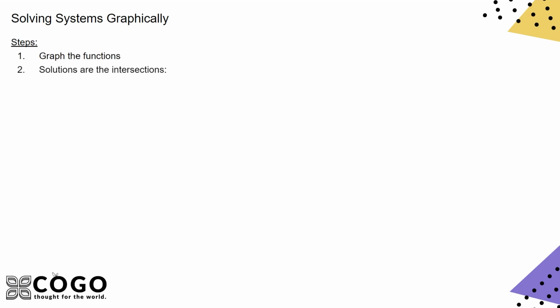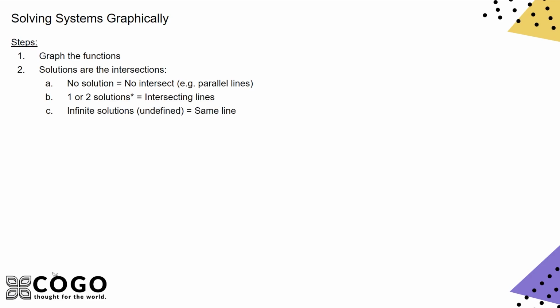There can be three outcomes. The first one is that there is no solution, which means that the two lines do not intersect. For example, parallel lines. The second outcome is one or two solutions, which equals intersecting lines. The third outcome is infinite solutions, or undefined, which is just the same line over the same line. These three outcomes are only existent within linear lines or quadratics. Any functions of a further degree, such as a cubic function, will be different.